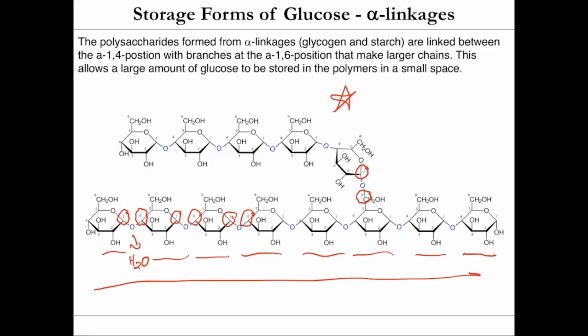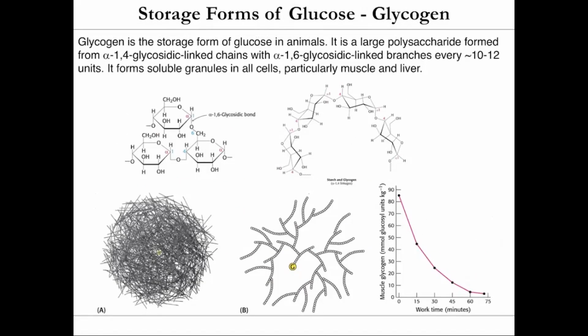What that does is it increases the amount of glucose that you can fit onto this polymer, because then you can continue that chain through these alpha 1,4 linkages that are shown right here. This is a really important way to pack as much glucose into a molecule like starch or glycogen as possible by adding these alpha 1,6 branches. Glycogen is the storage form of glucose in animals. As I said, it's a large polysaccharide formed from these alpha 1,4 linked glucose chains. This will continue on with these alpha 1,6 branches about every 10 to 11 units. And then this would continue on.